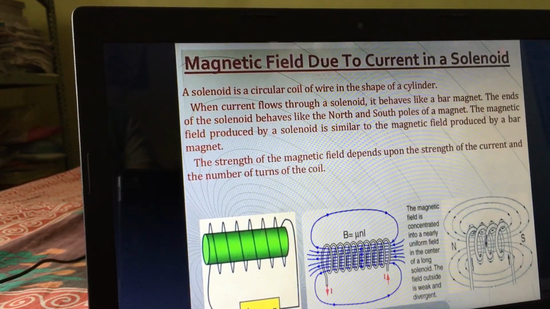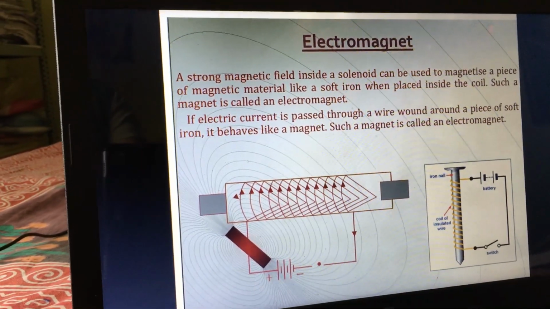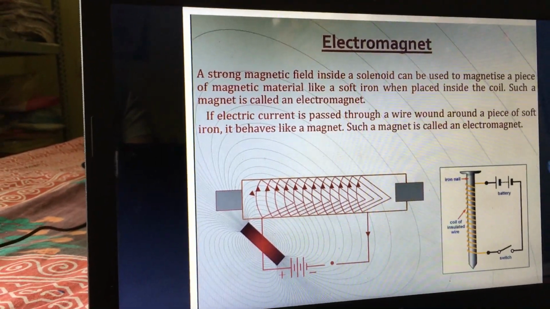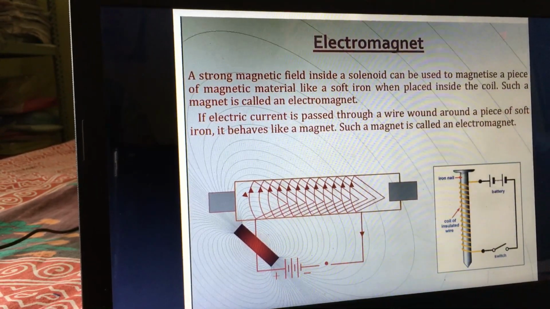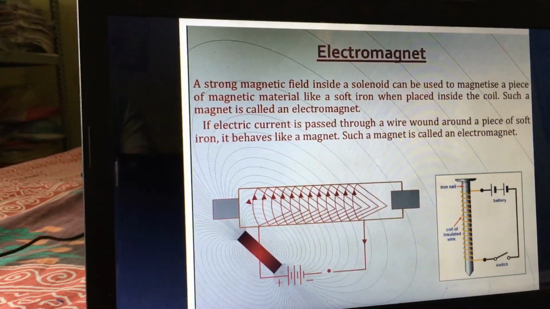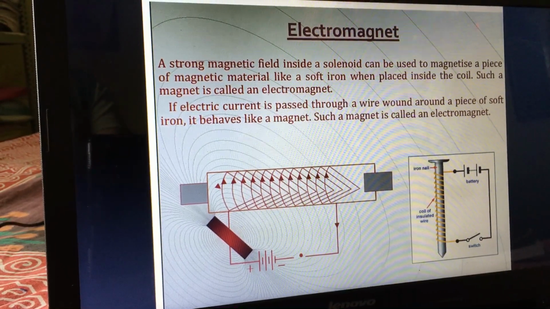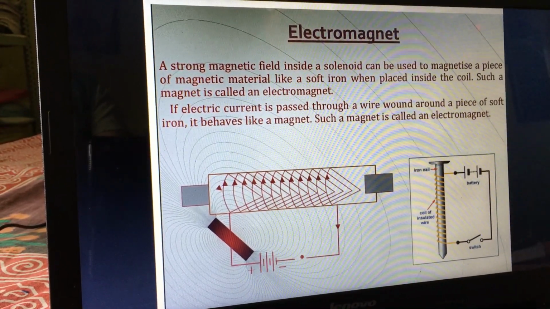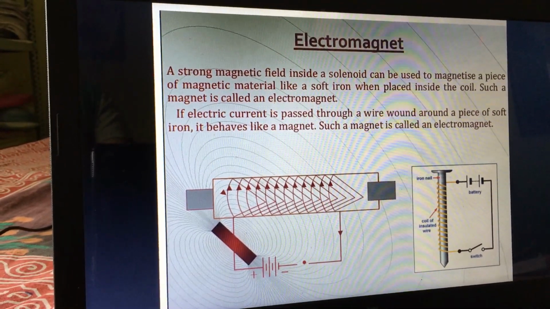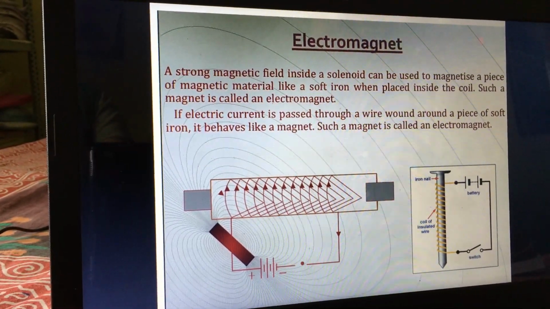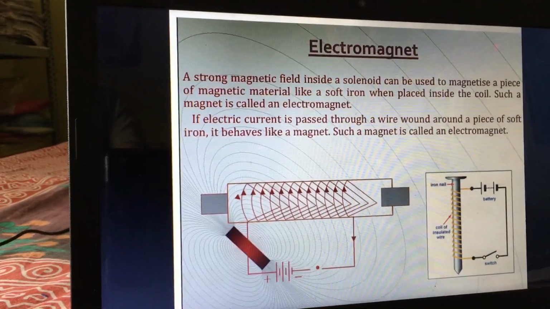Further, if we want the strength of the solenoid to be further increased, then what do we do? We insert a soft iron inside the solenoid. If we insert the soft iron in the solenoid, then the magnetic field is largely increased, and that soft iron becomes an electromagnet. Here is the question you can ask: why soft iron? Why not hard iron? Iron is of two types. One is soft iron, the other is hard iron.